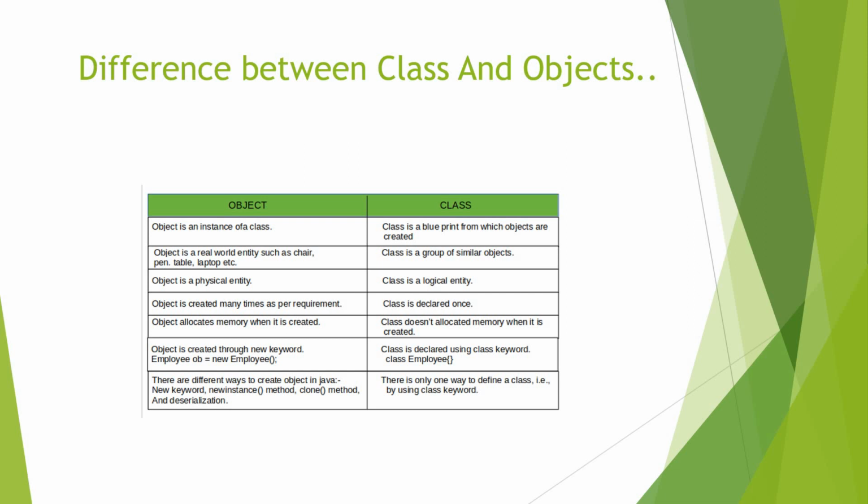These are the instances. An object is a real world entity such as chair, pen, table, laptop, etc. And a class is a group of similar objects. An object is a physical entity and a class is a logical entity. An object is created many times as per requirement and a class is declared once. Mark this word: we can create a class only one time, and we can create multiple objects with the help of that class.